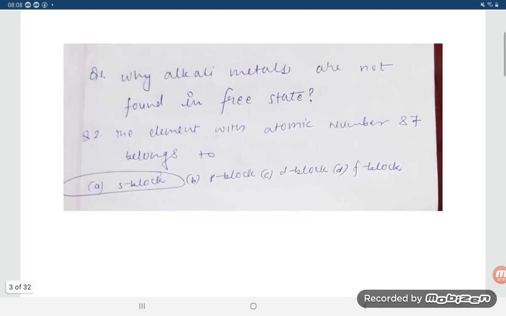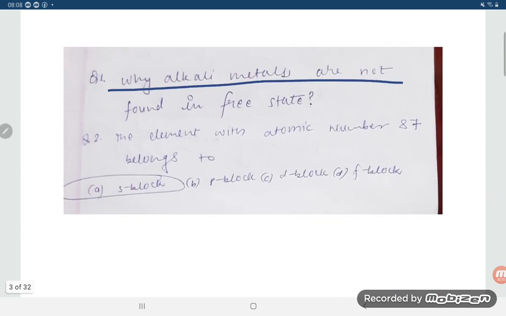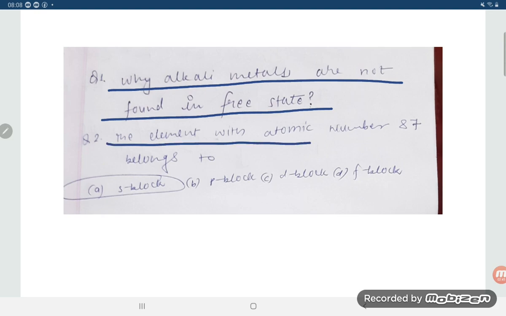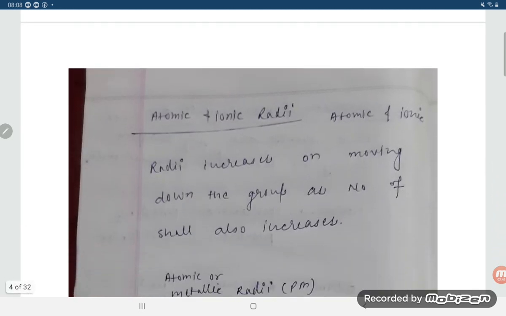Now dear students, a question: why are alkali metals not found in the free state? Because they are highly reactive, that is why they are not found in the free state. The element with atomic number 87 belongs to the S block elements, students.